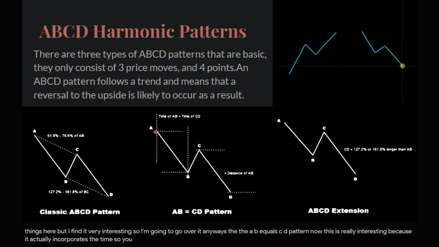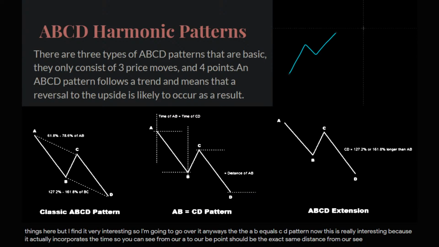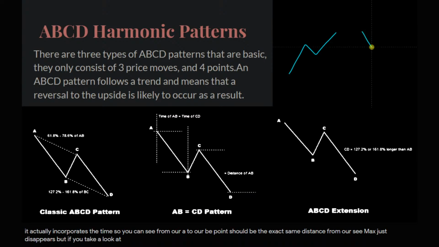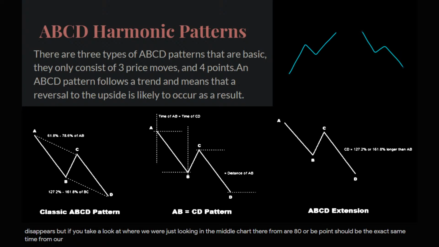So you can see from our A to our B point should be the exact same distance from our C to our D point. Now I'll just remove this so that box just disappears. But if you take a look at where we were just looking in the middle chart there, from our A to our B point should be the exact same time from our C to our D point.